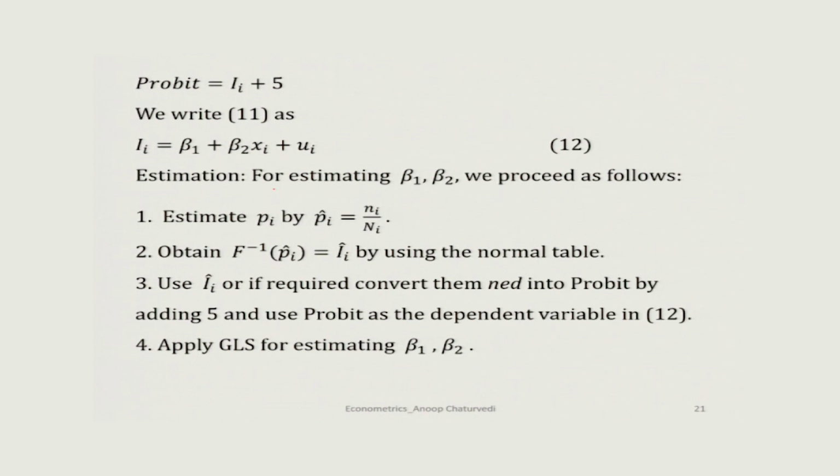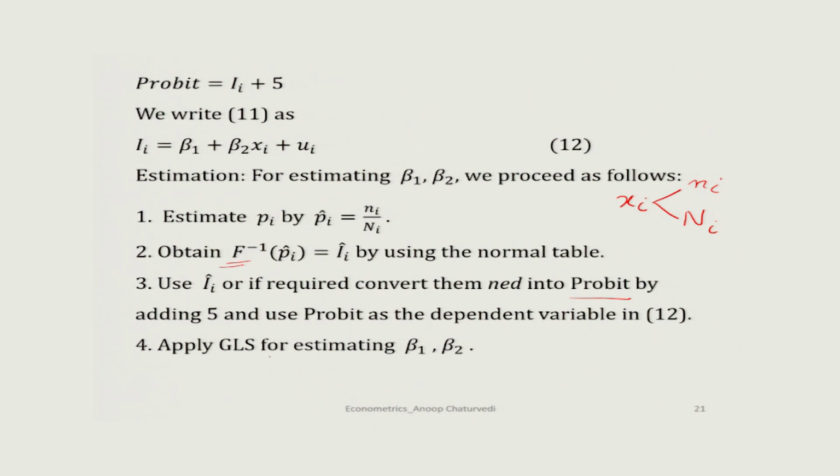Then for estimation purpose, we proceed as follows. We estimate p_i by p_i hat equal to n_i upon capital N_i. Suppose at income level x_i, you have capital N_i families, and out of those capital N_i families, small n_i families own a house. Then we estimate p_i by small n_i upon capital N_i. Then we obtain F inverse of p_i hat using the normal table, that is I_i hat. Then sometimes, if you want, you may convert them into probits just by adding 5. And then we use probit as the dependent variable.